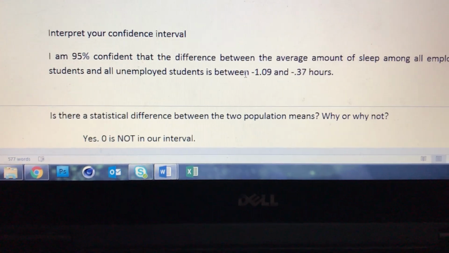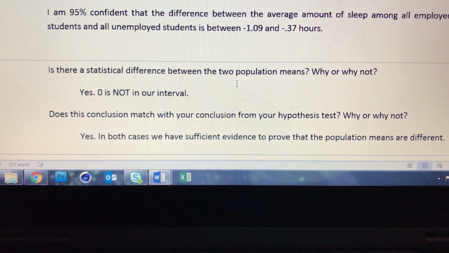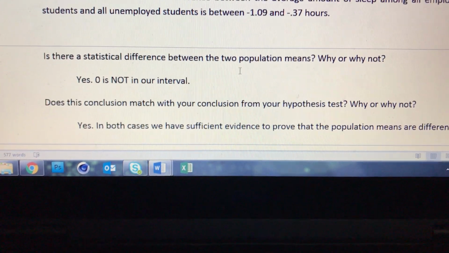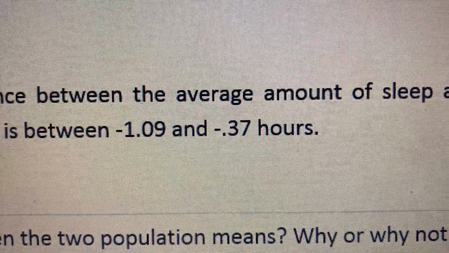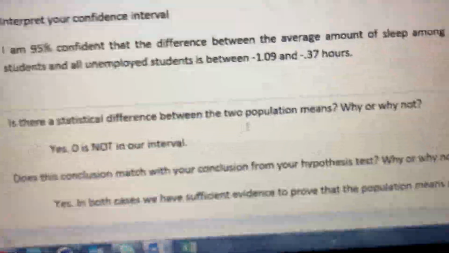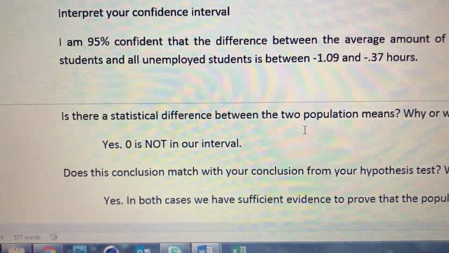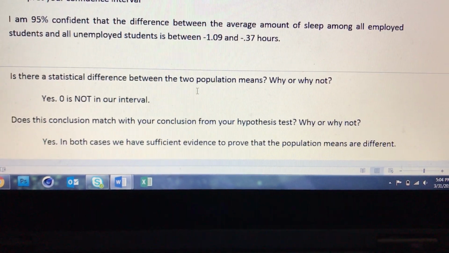Just like we did back in Chapter 4, we can check to see if there's a statistical difference based off of our confidence interval. Check to see if 0 is in our confidence interval. It is not. Both numbers are negative, so 0 is not in our confidence interval, so there is a statistical difference. And our conclusions do match.